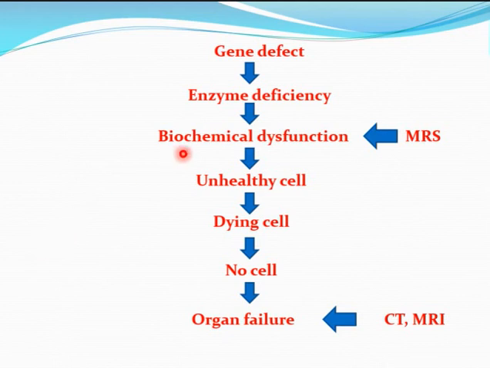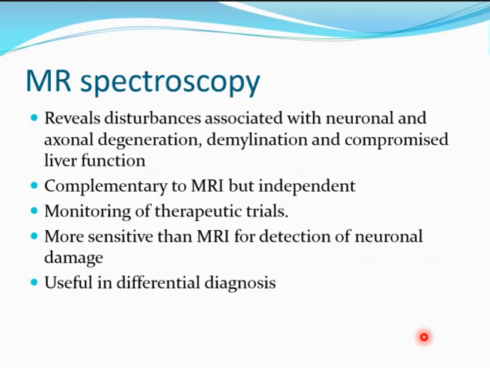In general, metabolic disease starts as a gene defect and enzyme deficiency, leading to biochemical dysfunction. Here, MR spectroscopy is useful. This biochemical dysfunction causes an unhealthy cell, a dying cell, no cell, then organ failure. Only here can you see the CT and MRI changes. So MR spectroscopy will give you changes much earlier than CT and MRI images. That's a helpful point. It will reveal disturbance in neuronal and axonal degeneration. It's complementary to MRI, but independent.